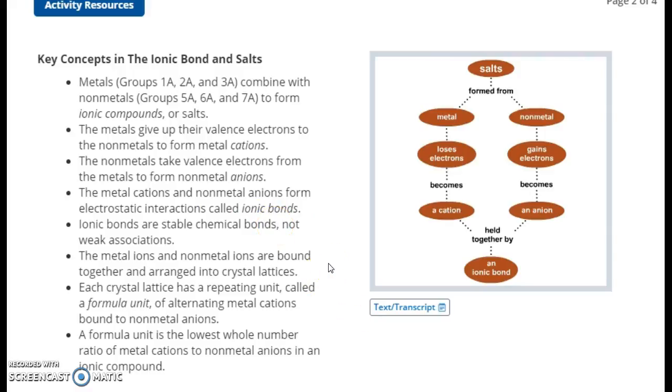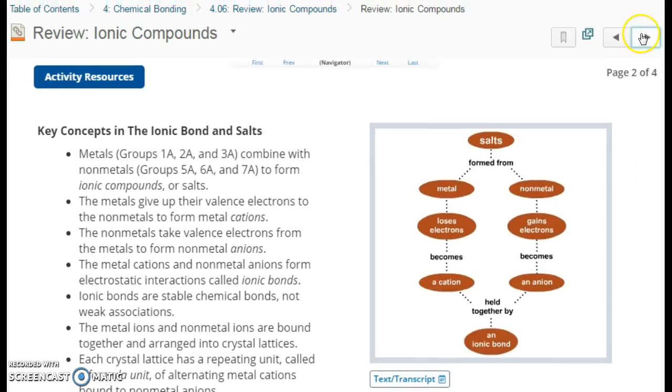The metal ions and nonmetal ions are bound together and arranged into crystal lattices. Each crystal lattice has a repeating unit, called a formula unit, of alternating metal cations bound to nonmetal anions in 3 dimensions. A formula unit is the lowest whole number ratio of metal cations to nonmetal anions in an ionic compound. So in other words, the chemical formula. We just call a formula unit, and that's our repeating amount that's going to be in our pattern.